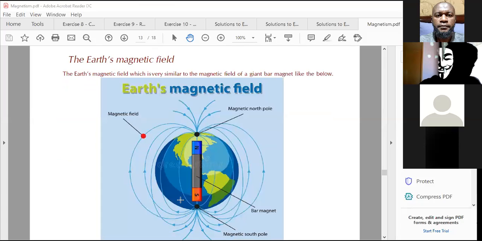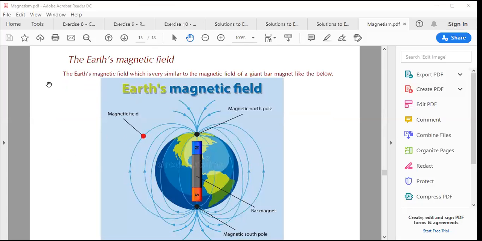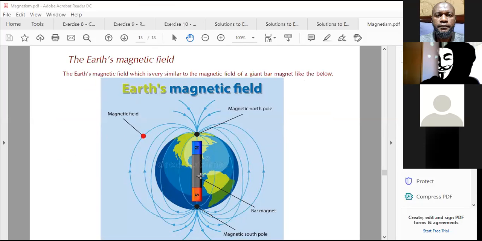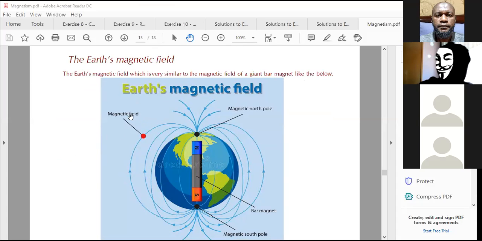Now we go back to the earth. The earth's magnetic field is very similar to the magnetic field of a giant bar magnet. So it's like there's a giant bar magnet underground. If you bring a compass, the compass is going to align itself according to this magnetic field. You've got a magnetic field around the earth as well, so anything on the surface of the earth will be affected by it if it's magnetic.